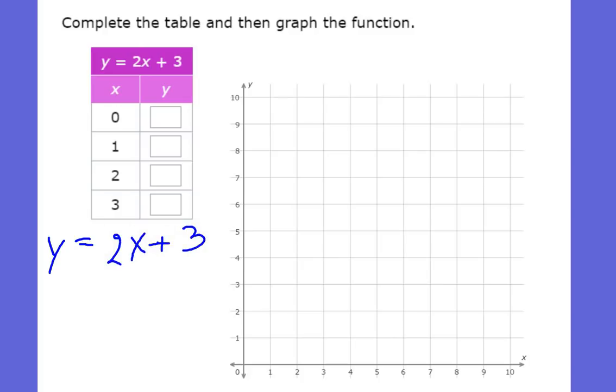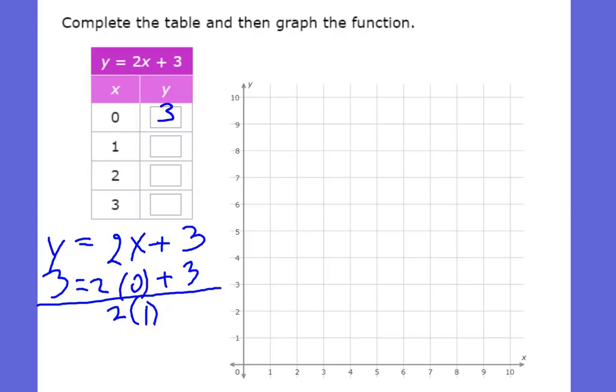I'm going to start with 0 and I'm going to plug in a 0. 2 times 0 plus 3 is 3. So I'm going to make this a 3. Now I'm going to plug in a 1. So 2 times 1 plus 3. 2 times 1 is 2 plus 3 equals 5. So I'm going to put a 5 right there.